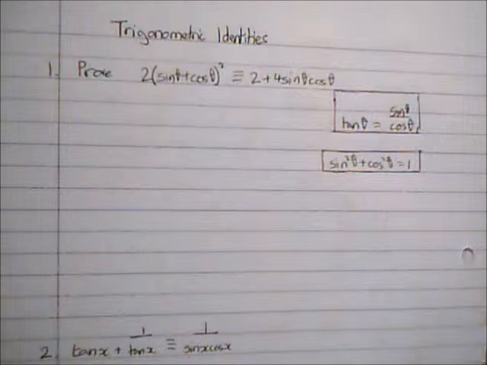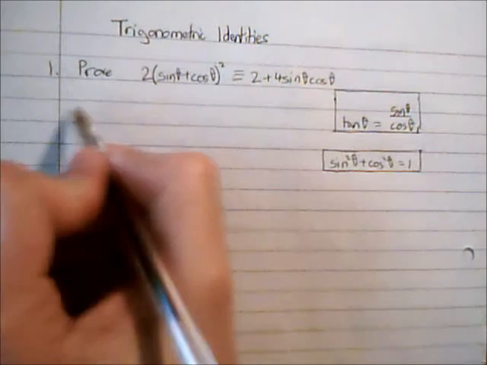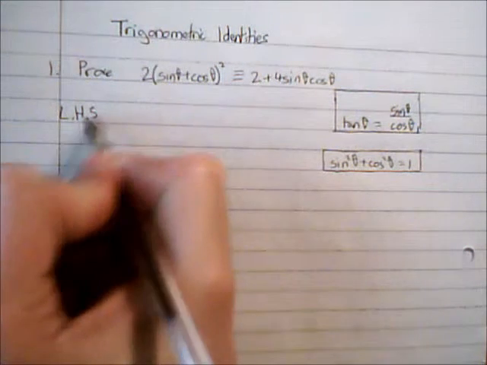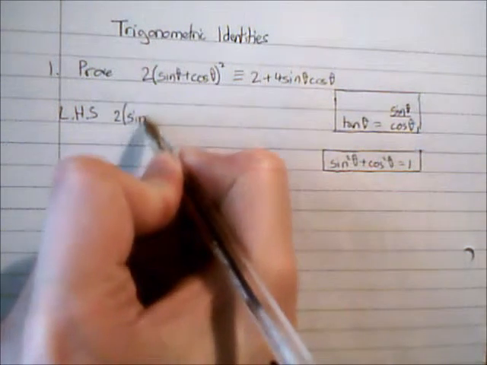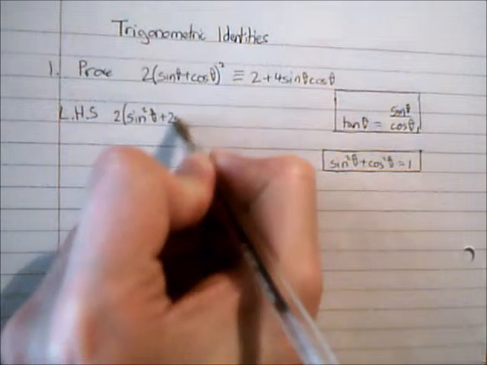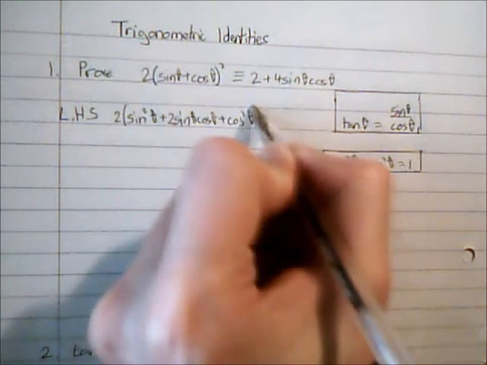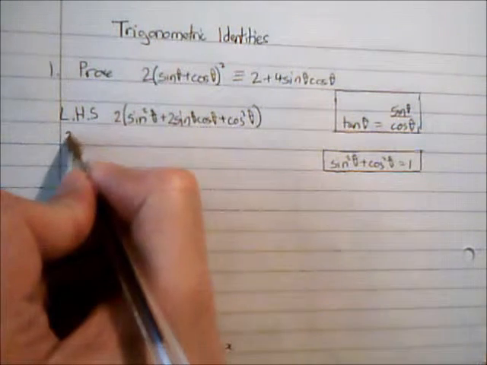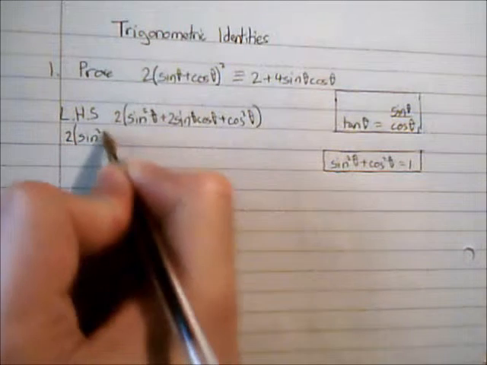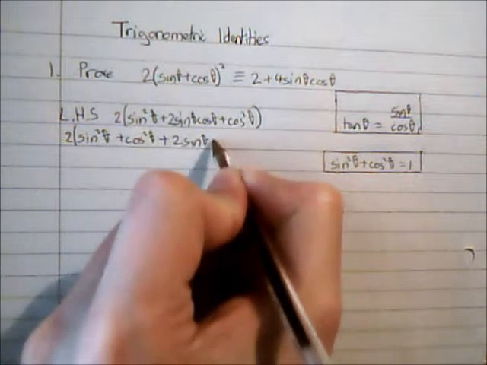So we're going to try and prove that the left hand side is equal to the right hand side. So to start with, I'm going to expand those brackets. So I'm just going to record that I'm working from the left hand side. So if I expand those brackets, I will get sine squared theta plus 2 sine theta cosine theta plus cosine squared theta. And then I'm going to write the sine squared theta and the cosine squared theta together, and then I'm going to keep the other term as it is for now.